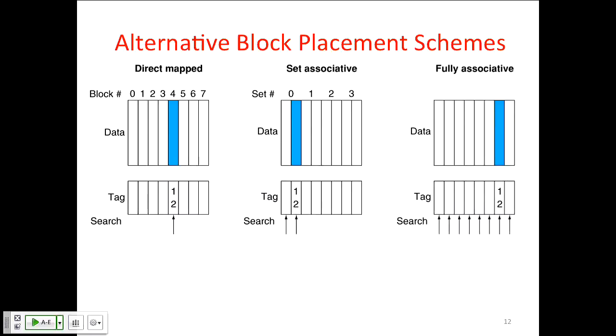If you have a fully associative cache, that's the other extreme. In a fully associative cache, when you look in the cache, you have to check every single tag in the cache in parallel, right? And that's shown by all these arrows here. So I look across all these tags to find this entry 12, and I have to look at all of them.